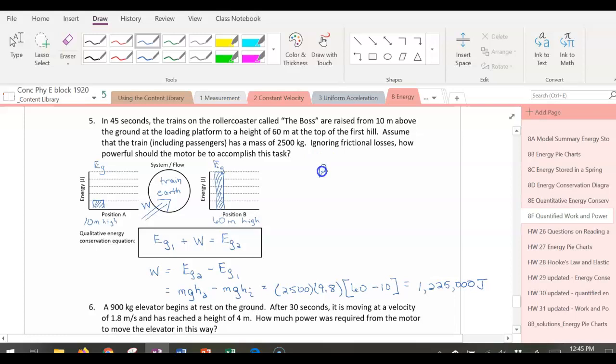The power equals the amount of work that was done divided by the time. So it's that 1,225,000 joules. That was done in 45 seconds. And so the power must have been 27,222 watts.